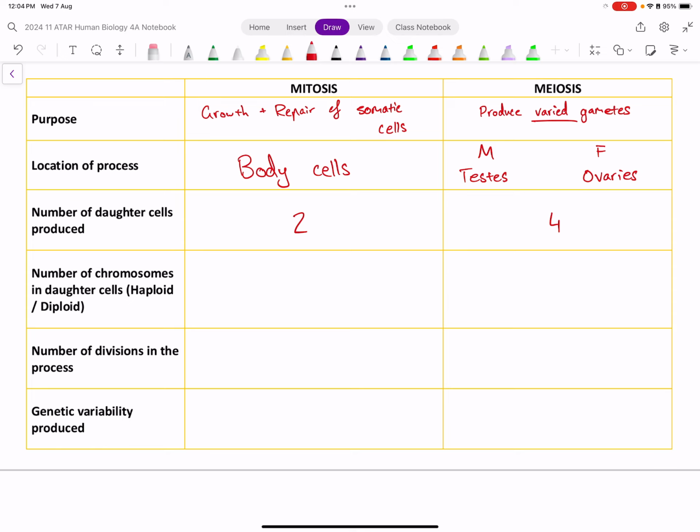The number of chromosomes in each of those daughter cells is going to be 46 in mitosis and 23 in meiosis. So again, 2n, 46, n, 23. We simply halve the number of daughter cells to find out the number of divisions, and in mitosis we have 1 division, and in meiosis we have 2 divisions. And do we have genetic variability in mitosis? No, we do not. In meiosis, yes, we do.